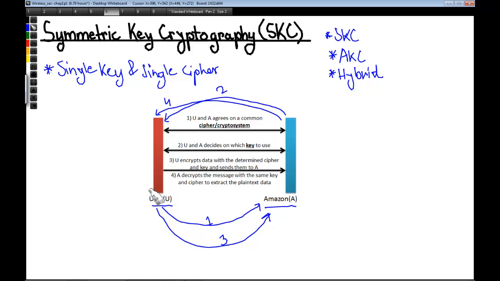Then again, U goes back to A and asks, is there anything else that I need to do? Then A says no, there's nothing else. Then U, the user, encrypts the data that he wants to send. It means that he sends the message that he wants to buy a book to A, and then A decrypts that message into its plain text form. Now this entire system can be represented mathematically.